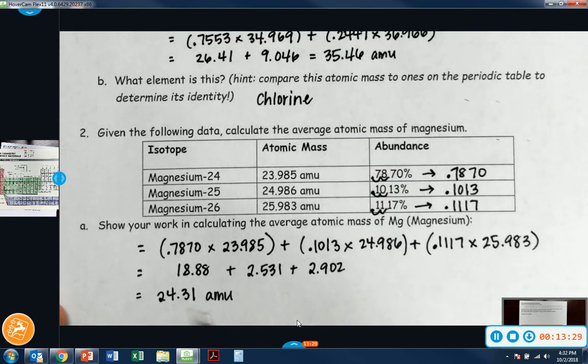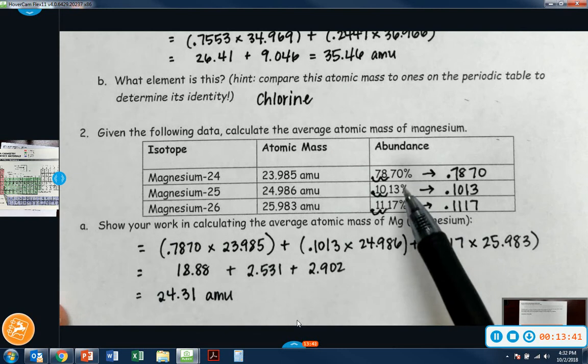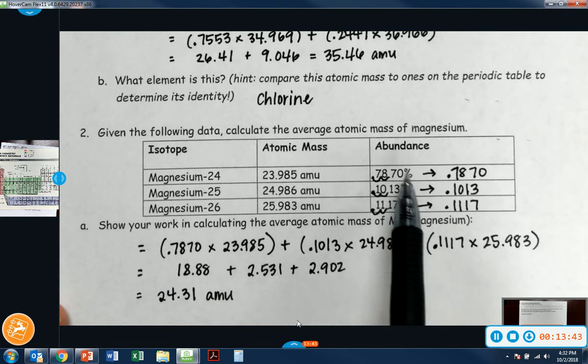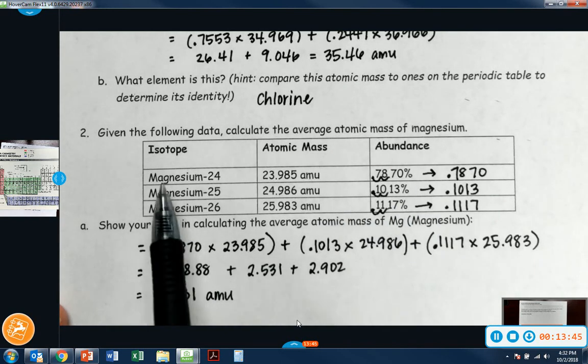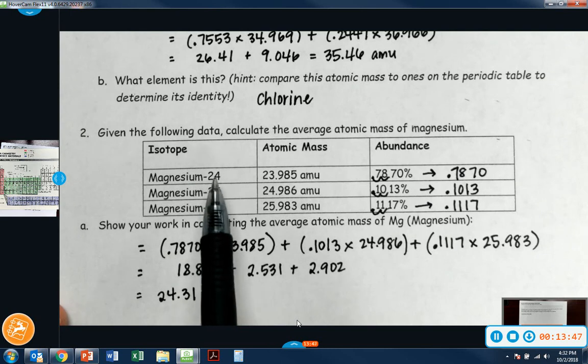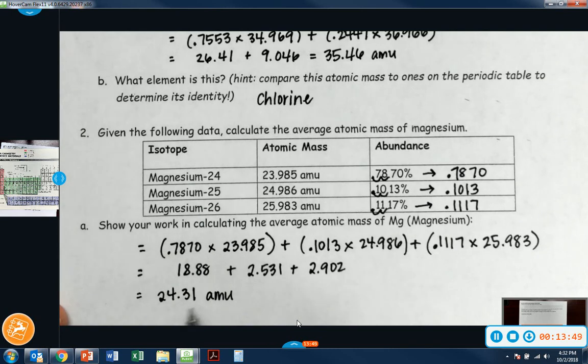And then again, we need to check our work. Is our average atomic mass close to the isotope that has the largest percent abundance? If our largest percent abundance was magnesium 24, well, that's also the average atomic mass that we got. So our answer is correct.